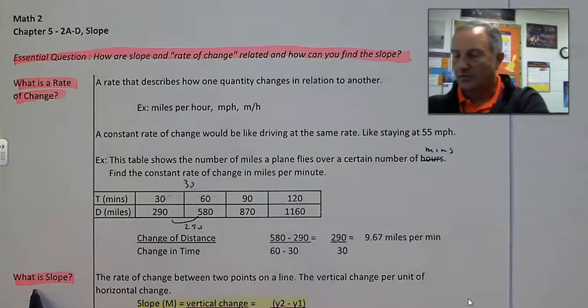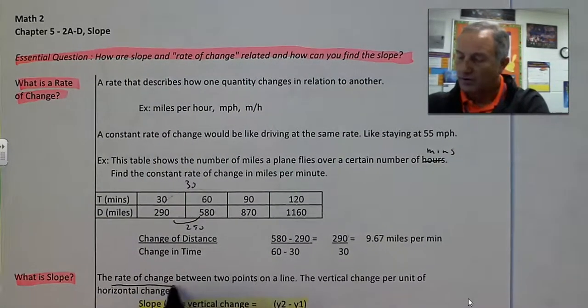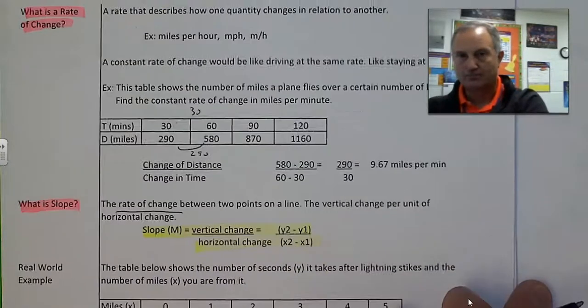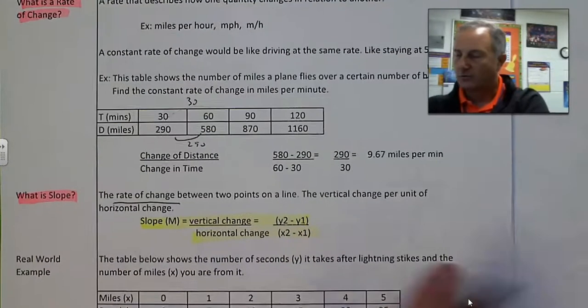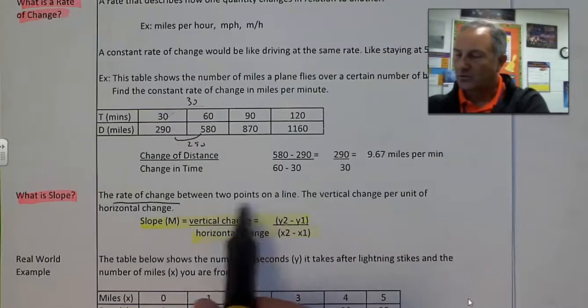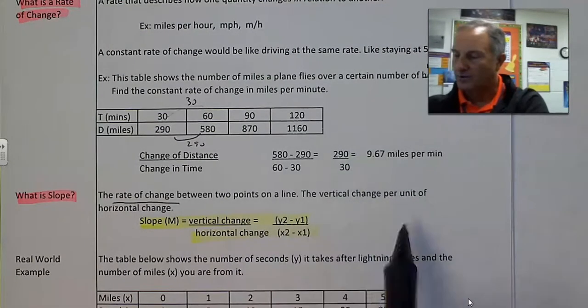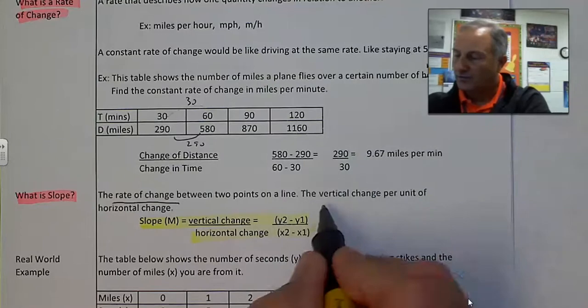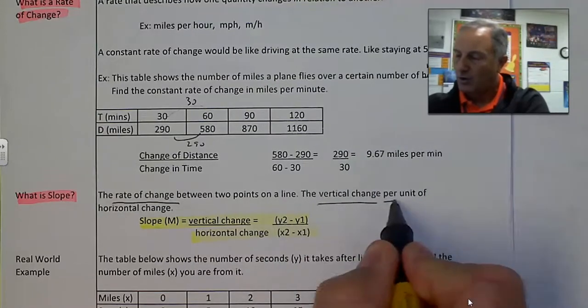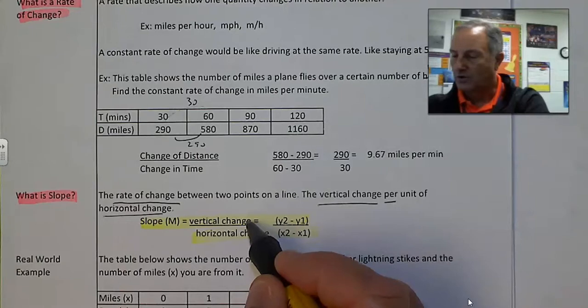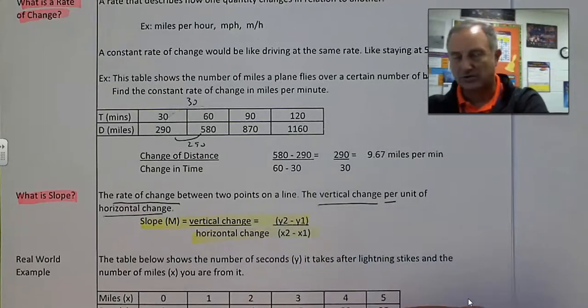What is slope? Slope is a rate of change. Slope is a rate of change. They're the same. So when we talk about slope, it's the rate of change between 2 points on a line, or it could be talking about this situation up here too. But it's the vertical change per horizontal change. Vertical change per horizontal change.